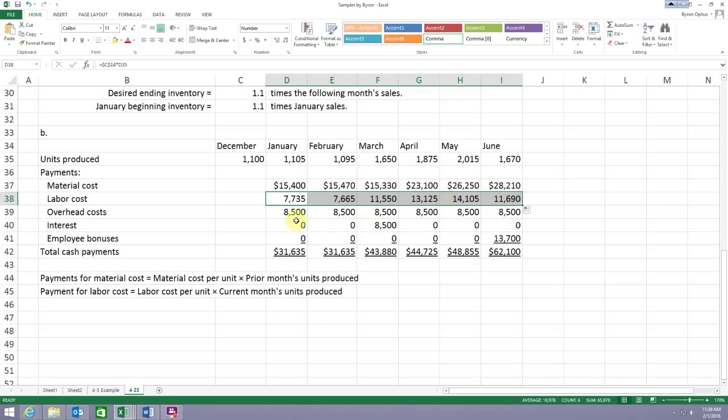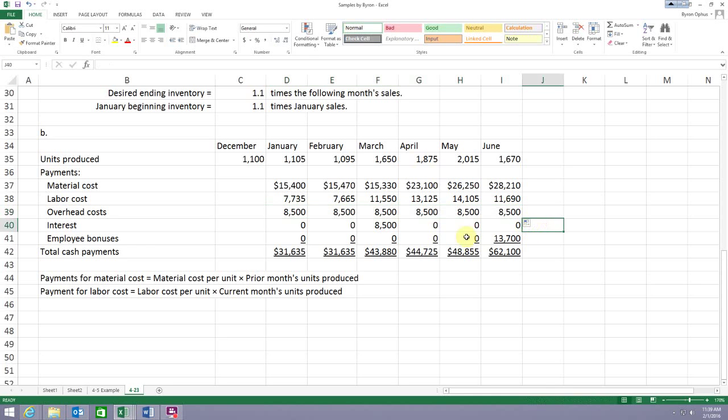Okay. The $8,500 per month is my overhead costs that were just given to me. It said that's my overhead cost per month is $8,500. So I can put that in as $8,500, and again I can drag that down. Oops. There you go. Okay. Interest, it says I'm only going to pay interest for March, right? Interest of $8,500 is scheduled to be paid in March, and then an employee bonus of $13,700 paid in June.